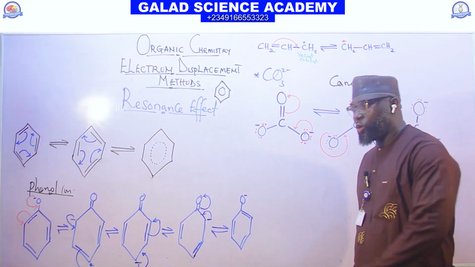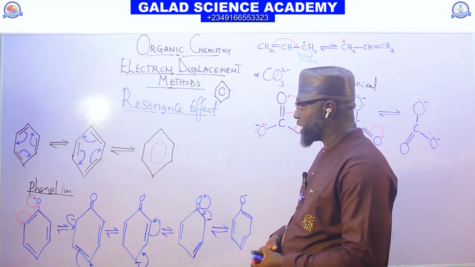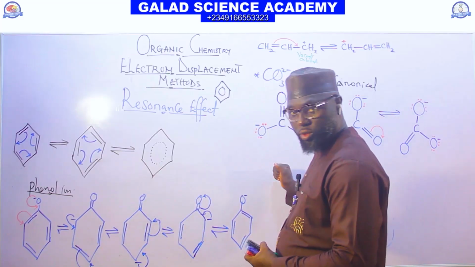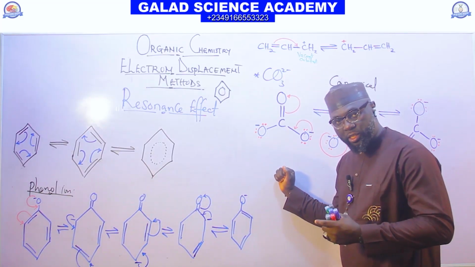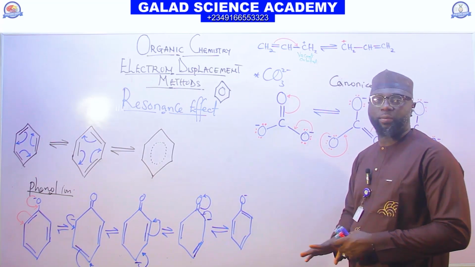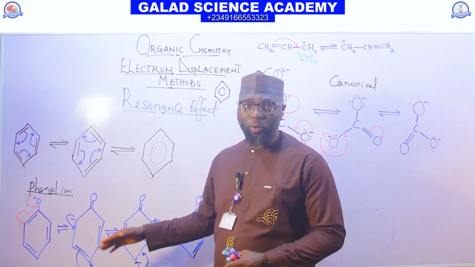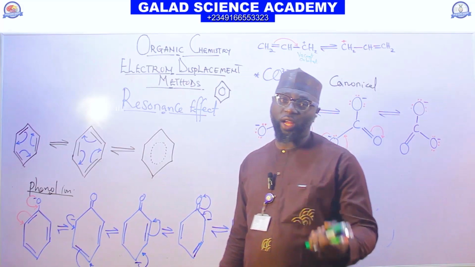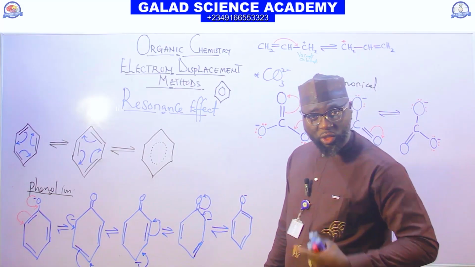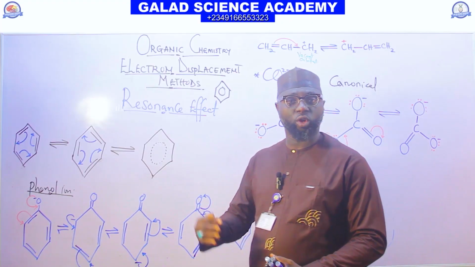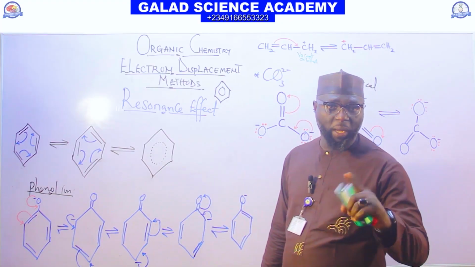So in short now, what is resonance? Resonance is the delocalization of pi bond electrons in a conjugated system. You can use the resonance structure to determine the stability of an organic compound. The more resonance structures, the more the stability of the compound.